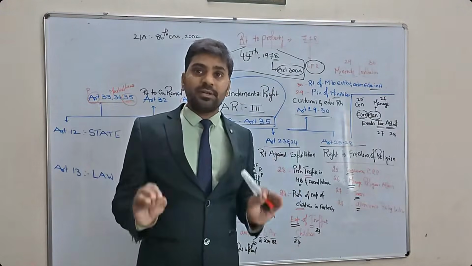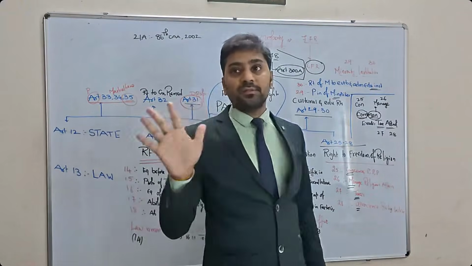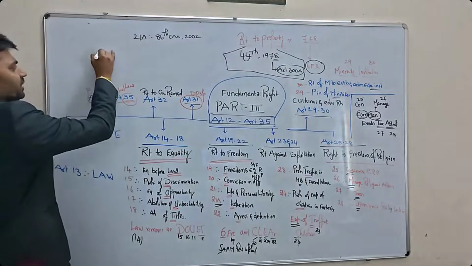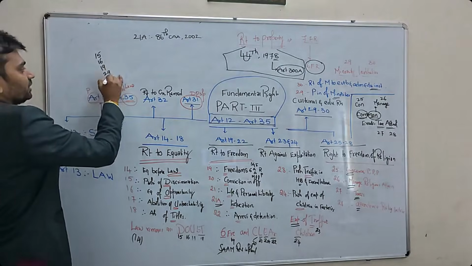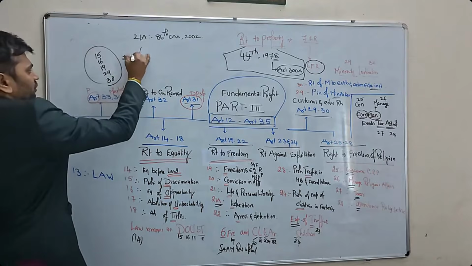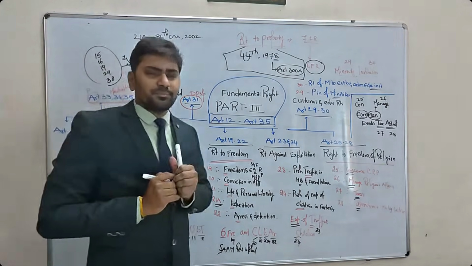Which rights are available only to citizens? Remember, 15, 16, 19, 29, 30. These are only to citizens of India. The rest of the things are applicable for all.